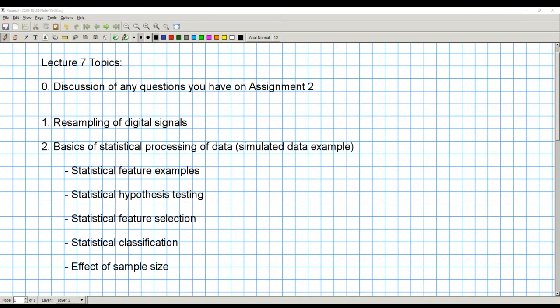So let's start. If you have any questions on assignment 2 or assignment 1, do you have any questions? If you don't, and you need to ask questions about assignment 2 after this lecture, you can contact me and I can arrange a meeting with you if you need. So let's get started with resampling of digital signals.